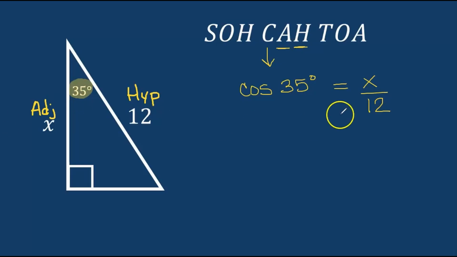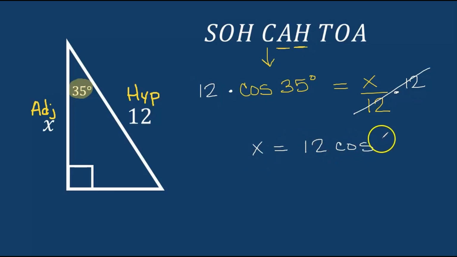Remember that if you have something in the denominator, you can remove it from the x by multiplying it to the other side. When you multiply it to its own side, it cancels. So we're going to multiply it over here. That gives us that x equals 12 cosine of 35. Now, some teachers might want you to stop here.